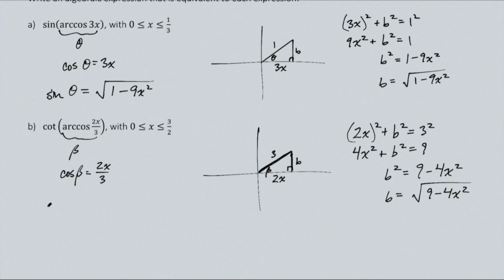All right, and then we are doing cotangent of that angle. And cotangent of an angle is adjacent over opposite. So here I say adjacent is 2x, and opposite is b, which is that thing there, the square root of 9 minus 4x squared.